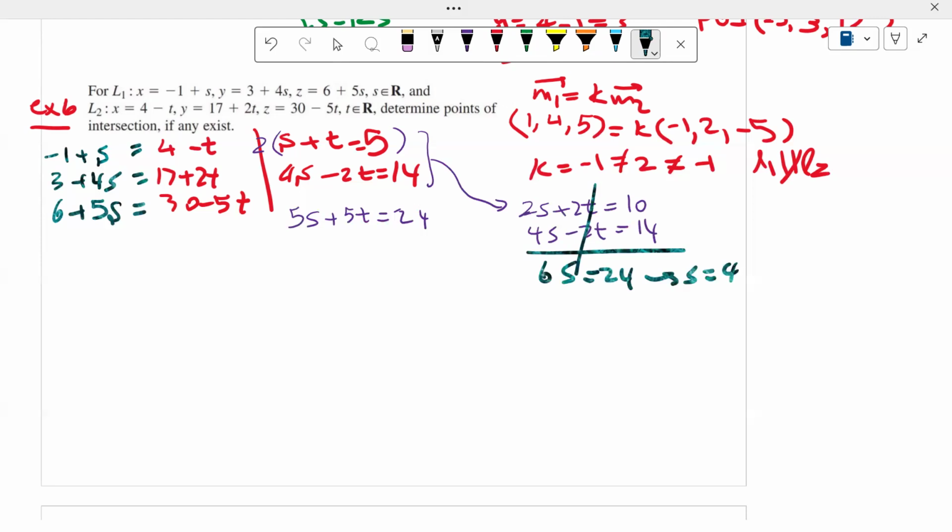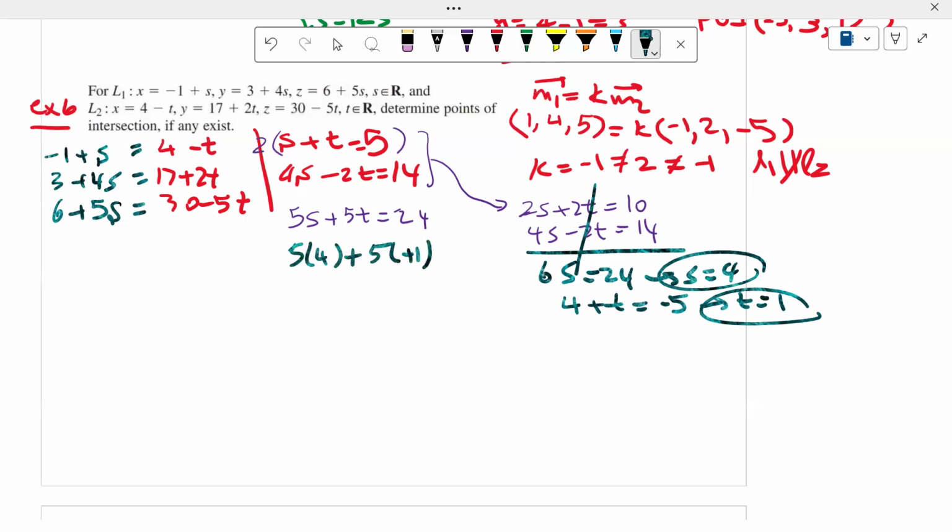Now I'm going to put it in one of these two equations. I'm going to put it in the first one because it's easier. So 4 plus t is equal to 5 and t is equal to 1. Now I'm going to put these two values in the last equation. So I'm going to have 5 times 4 plus 5 times 1 is equal to 24. Let's see. That's 20 plus 5 is 25. 25 is not equal to 24. Therefore, we have skew lines.